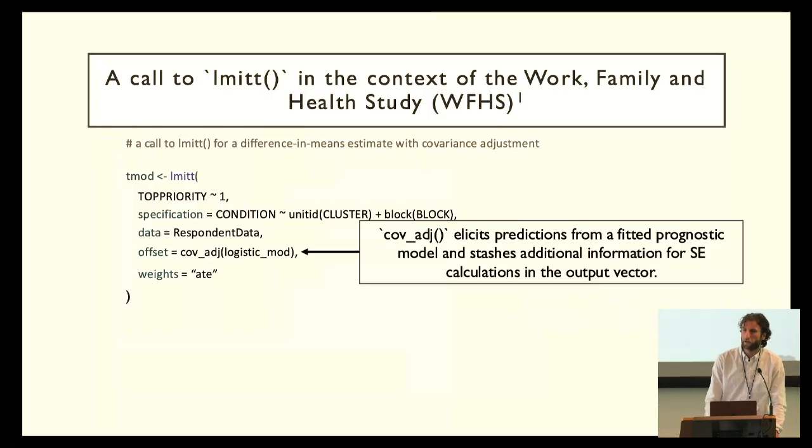lmitt also adjusts for covariates using a pre-fitted prognostic model. Given a fitted model object of the outcome on covariates, the propertee package's cov_adj function is going to elicit predictions from that model under assignment to control on the marginal scale. That's basically saying predict with the type argument equal to response, and if the model included the treatment assignment indicator to improve model fit, it sets that assignment indicator to 0. Then when you pass those predictions to the offset argument, they get subtracted from the original observed outcomes, and you get this difference-in-differences type estimate.